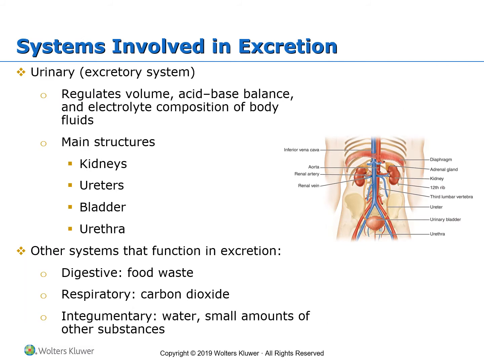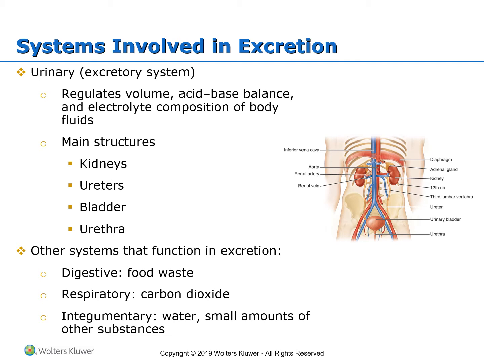The urinary system is also named the excretory system because the main function of this system will be to eliminate, to excrete, to remove any type of unwanted substance, and by doing that, cleaning the blood. In addition to that, the urinary system is involved in regulating the volume, the acid-base balance, the pH of the blood, as well as the electrolyte composition of the body fluids.